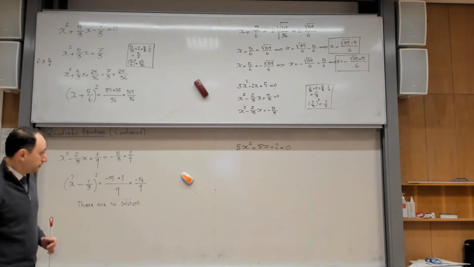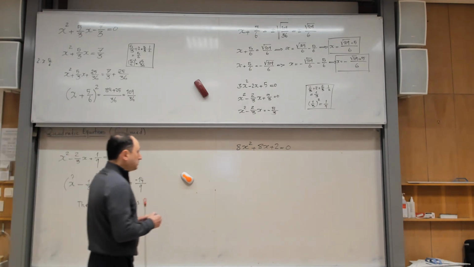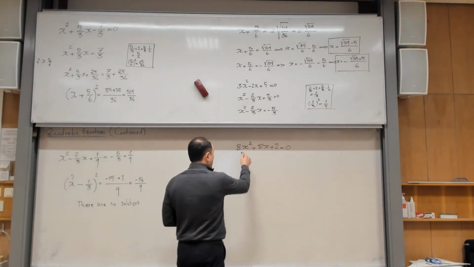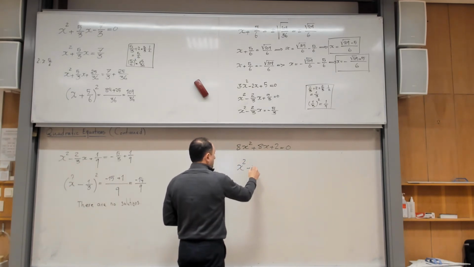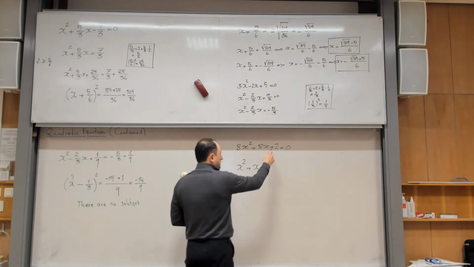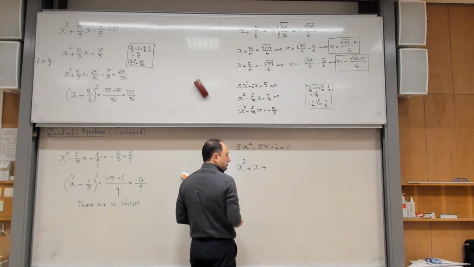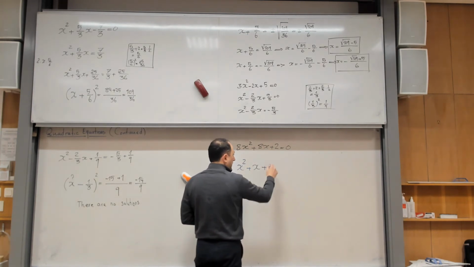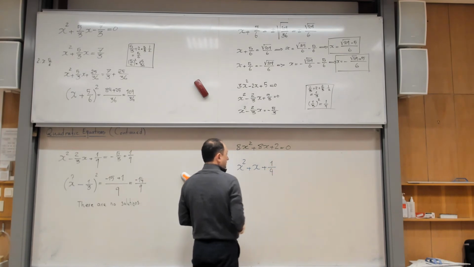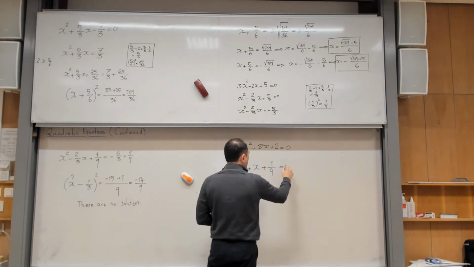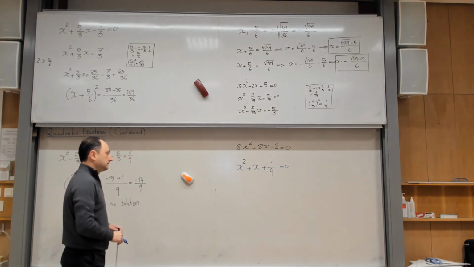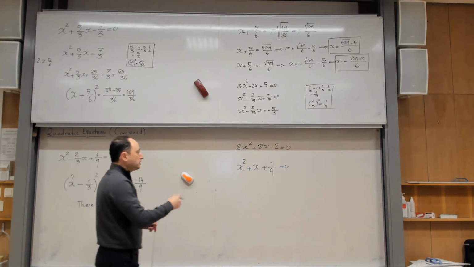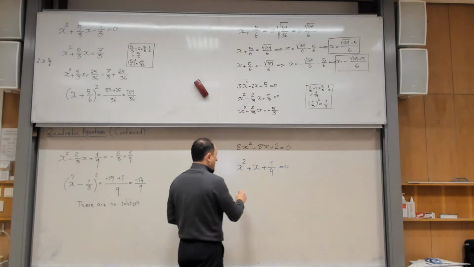Okay, let us check. As usual, we divide by 8 to get rid of this factor. If I divide by 8, this becomes x squared. This middle term becomes just x. This becomes 2 over 8, but instead of 2 over 8, I write 1 over 4. And that's equal to 0. So I move minus 1 over 4 to the other side.